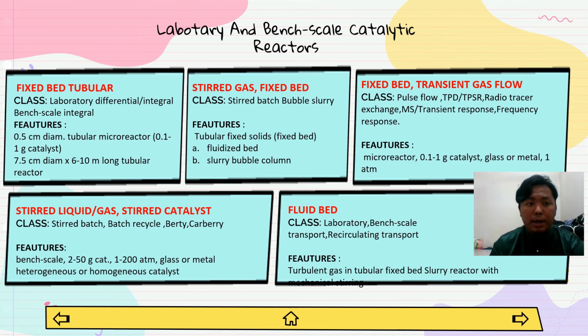First I will explain the fixed bed tubular. What is a fixed bed tubular? A fixed bed tubular reactor is a cylindrical tube filled with catalyst pellets, with reactant flowing through the bed and being converted into product. The flow of a fixed bed reactor is typically downward, which is a packed bed reactor. What about the class? It is categorized as laboratory differential, or bench scale integral.